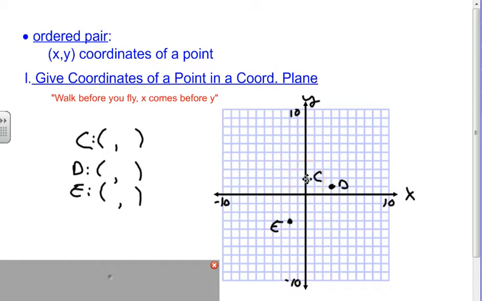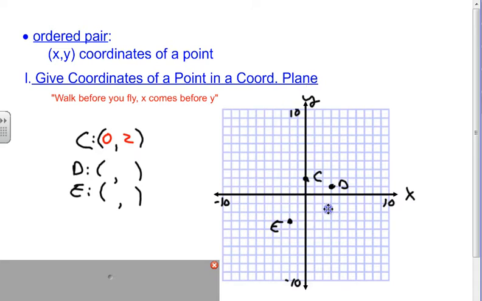Thumbs up if you agree. She says 0, 2. That is correct. Good. So you can fill that in. 0, 2. So when you start at the point of origin, and we walked nowhere and just flew 2. And there we are. C is right on this y-axis.